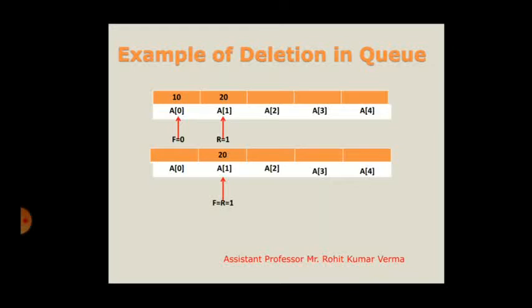Okay, so what can we learn in case of insert and delete operations in a queue? In case of the insert operation, our focus is on the rear pointer, but in case of the deletion operation, our focus is on the front pointer.